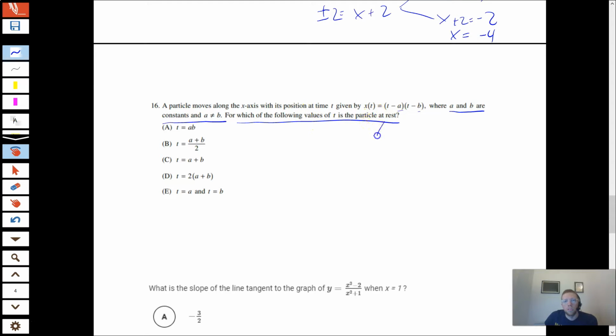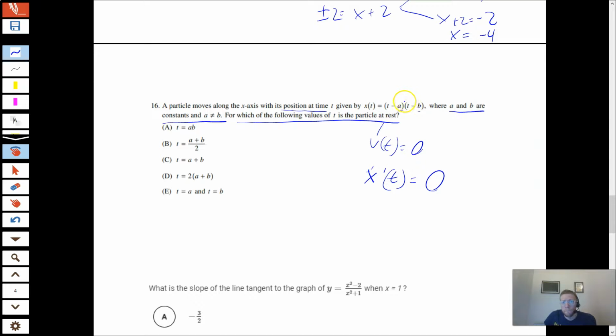Well, at rest means that velocity is equal to 0 at that t, and we have position, okay? So we want to take the derivative of this function. We want x prime to be equal to 0, because x prime is velocity. Okay, so this a and b kind of makes things trickier.